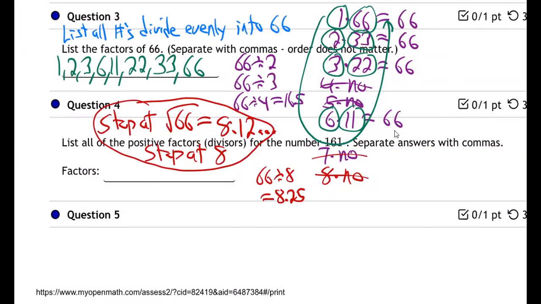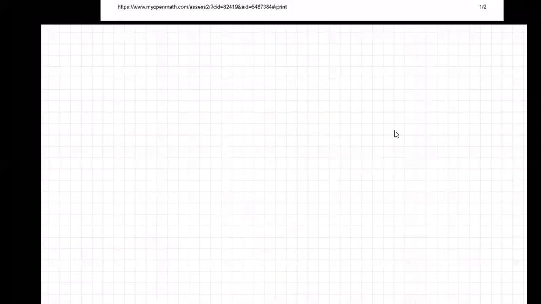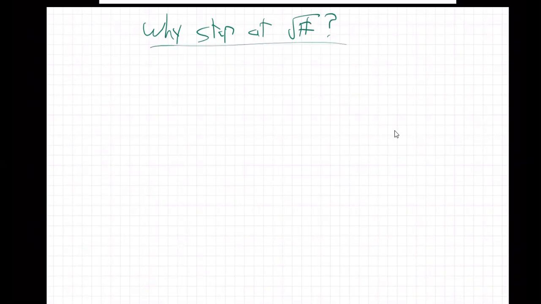Okay, let me explain a little bit about the square root thing. I don't like giving you math without reasons. Math should have logical reasons. It does, but sometimes they're a little tough. This one's a little tough to see. Why do we stop at the square root of the number? Let me give you a logical reason. Let's go back and do 16. Let's find all factors of 16, all the numbers that divide into 16.